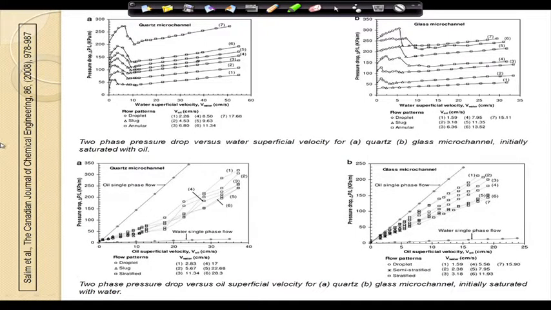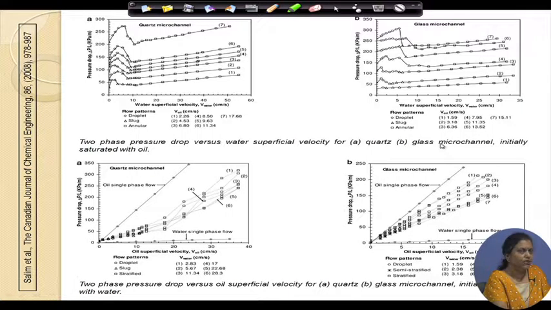Now, in the pressure drop case, you find that it hardly matters whether we are working with the quartz or the glass microchannel; in other words, the conduit material has a comparatively lesser influence on pressure drop. On the other hand, the saturation phase, whether it is initially saturated with oil or with water, has a much more significant influence.